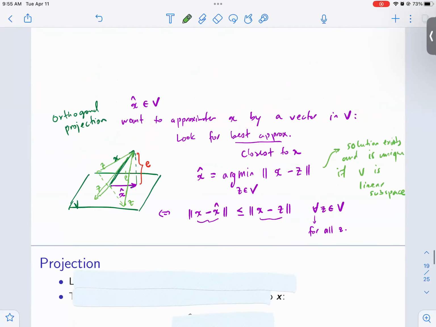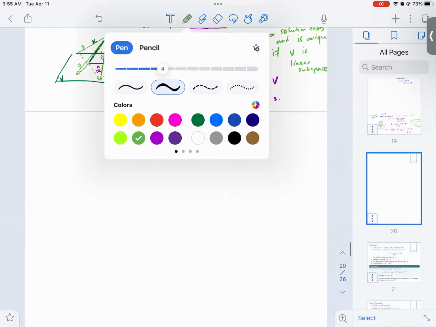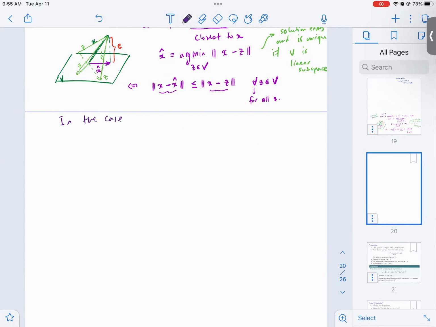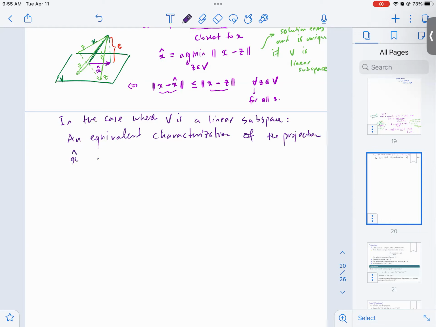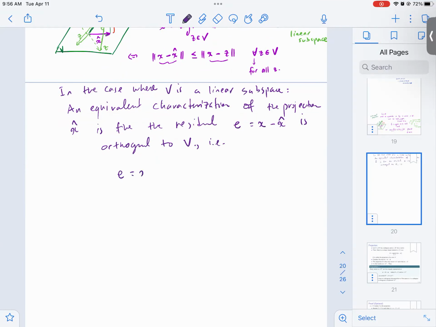So in the case where V is a linear subspace, which is going to be the case for us in this course, an equivalent characterization of the projection X hat is that the residual, let's call this residual E, which is X minus X hat, is orthogonal to V, i.e. E, which is X minus X hat, is orthogonal to V, if you remember the notation.